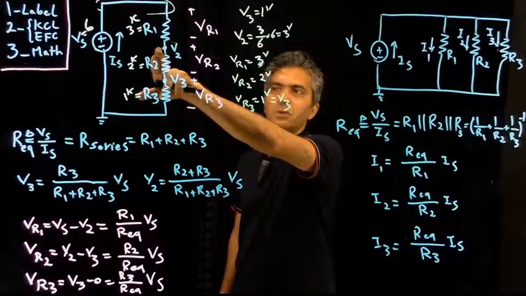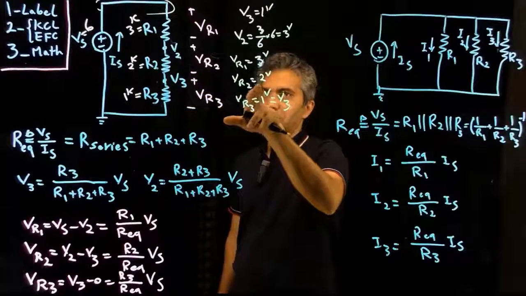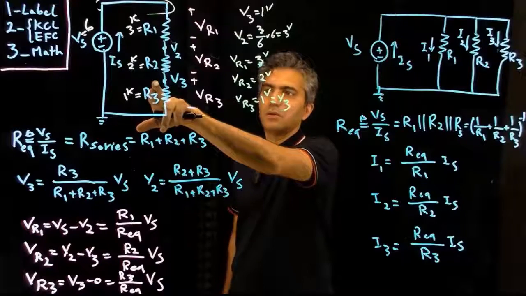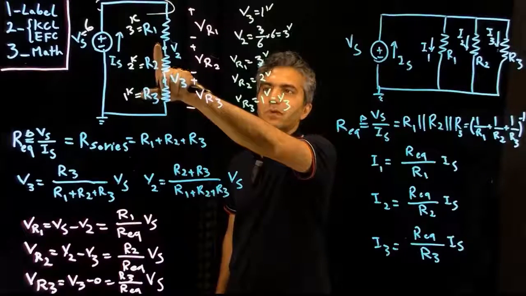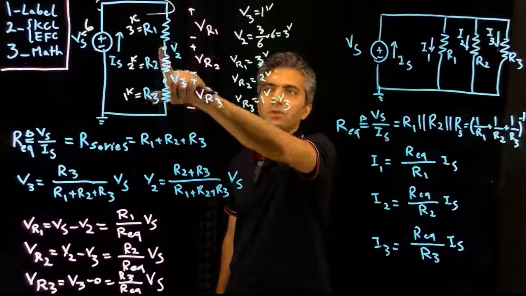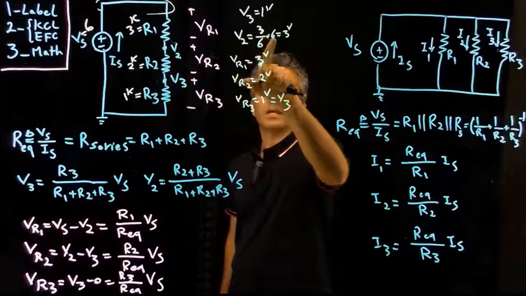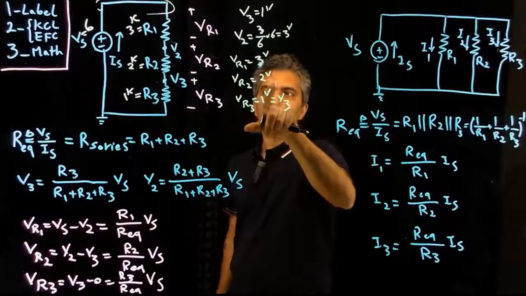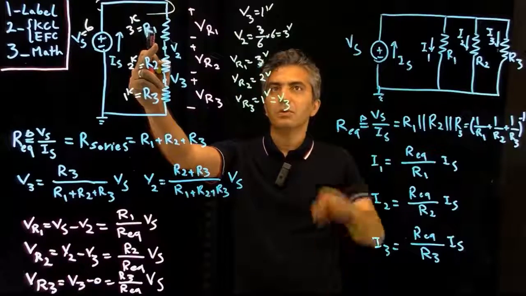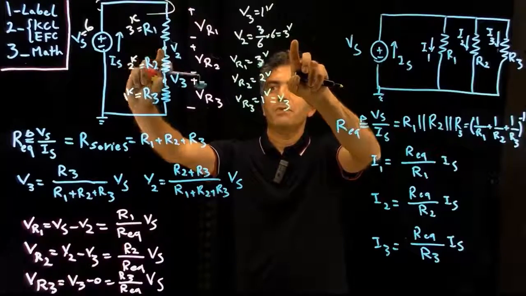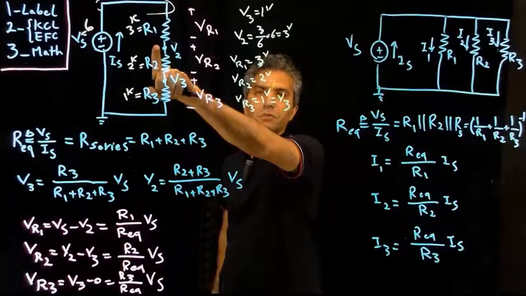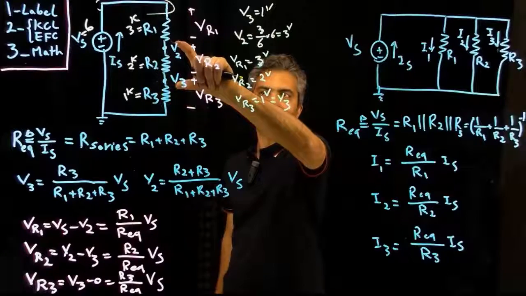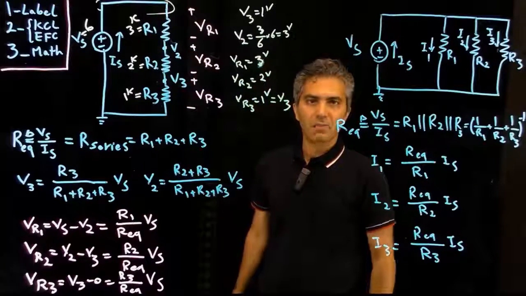Notice that V2, the voltage on one end, is actually 2 volts. V3, the voltage on the other end, is 1 volt. But the voltage difference, which is V2 minus V3, we calculate that to be 2 volts. So V2 is 3 volts, but VR2 is 2 volts. So the voltage on one end is not the same as the voltage across that component.